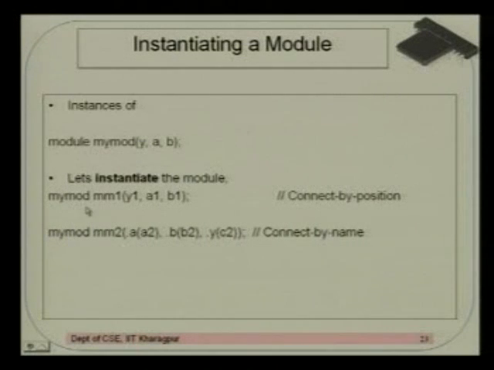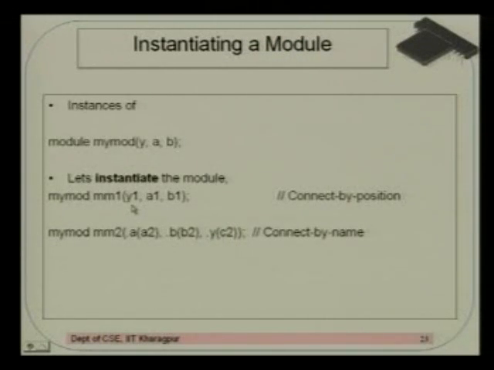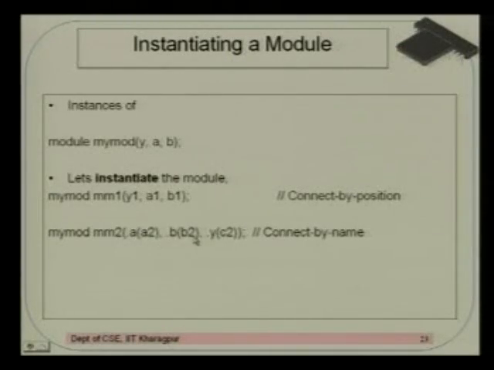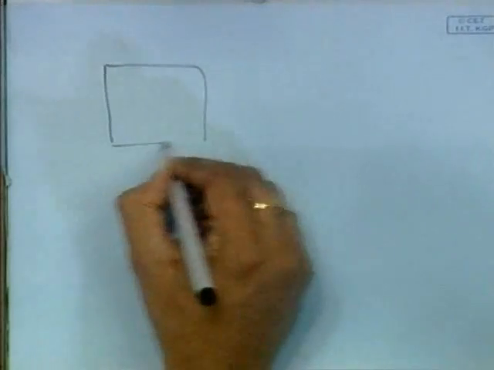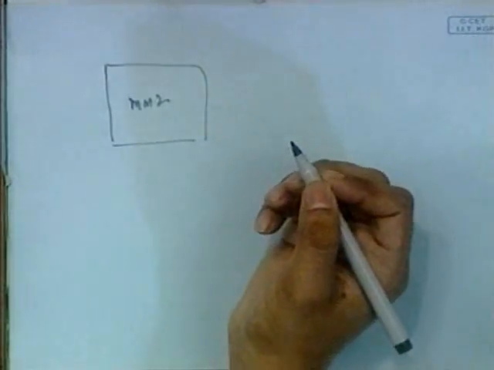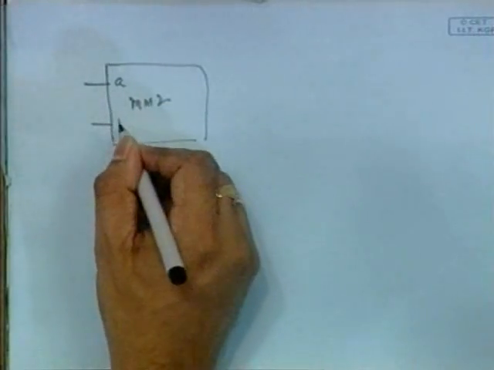So this particular declaration or definition you have already seen, right? This is the way I defined it in the first example. This is called connect by position. Note that one of you also told me that this ordering is very important, right? I need to know exactly what is the meaning of Y1, A1, and B1. The order is important. But in this case, when I am connecting by name, you see that I have written dot A A2, dot B B2, and dot Y C2. This is called connect by name. In this case the ordering is not really important, because in my block MM2, that is the name of the instance, these ports are named A, B, and Y.